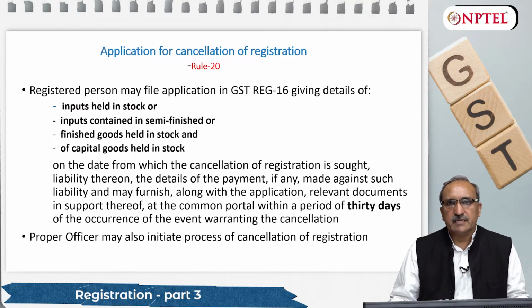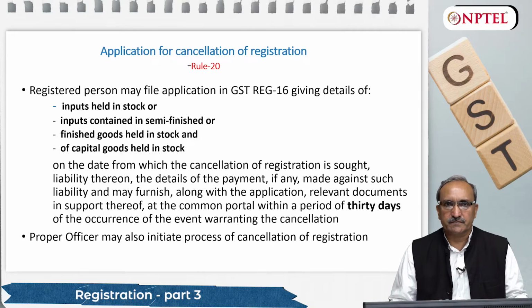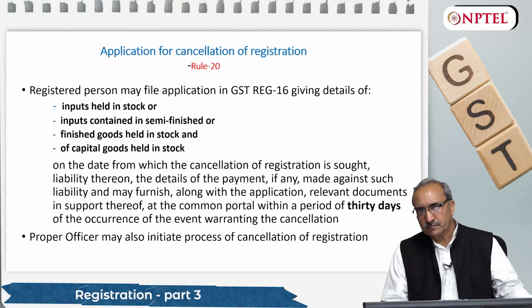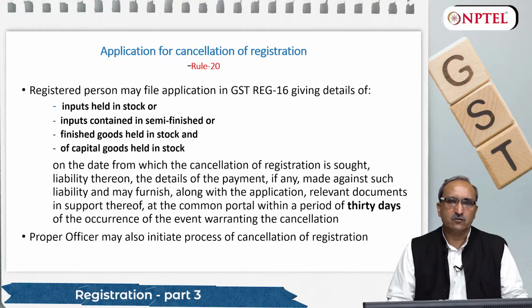Then inputs contained in semi-finished form, means if you are a manufacturer, there may be some raw material, then there may be some raw material in process, which is known as WIP, work in progress. How much is that? Then if you have some finished product with you, how much is that finished goods? And capital goods held in stock, if you have these things, you are supposed to declare them in this form along with other details of your business within 30 days from the date when you decided to close your business.